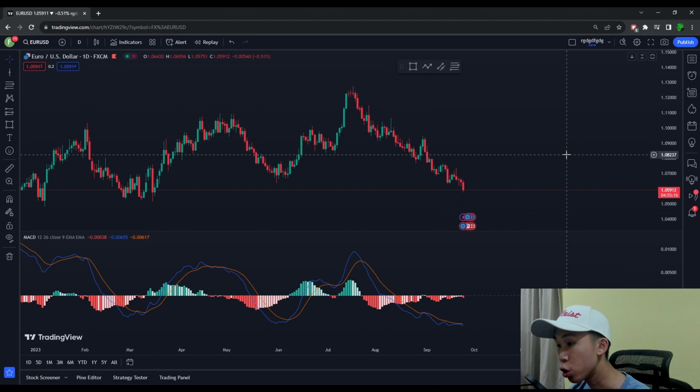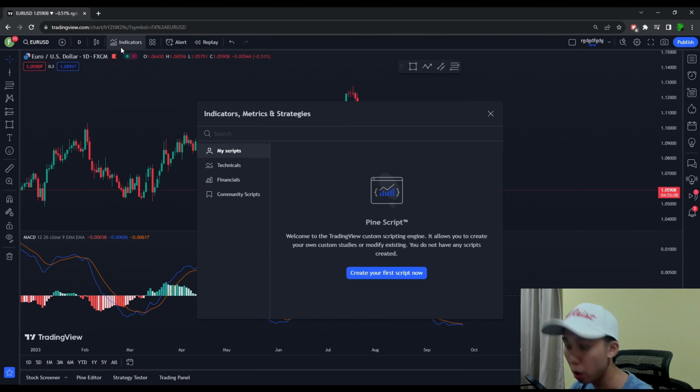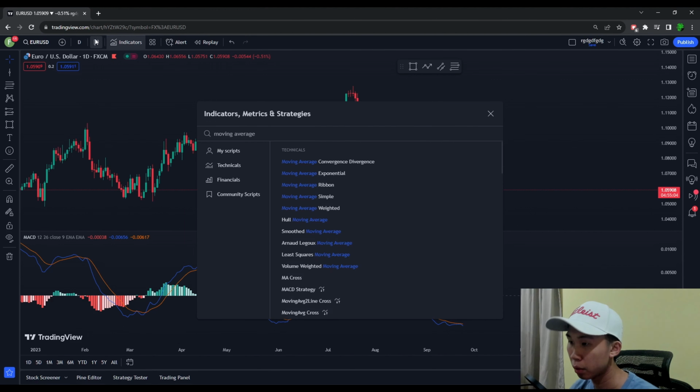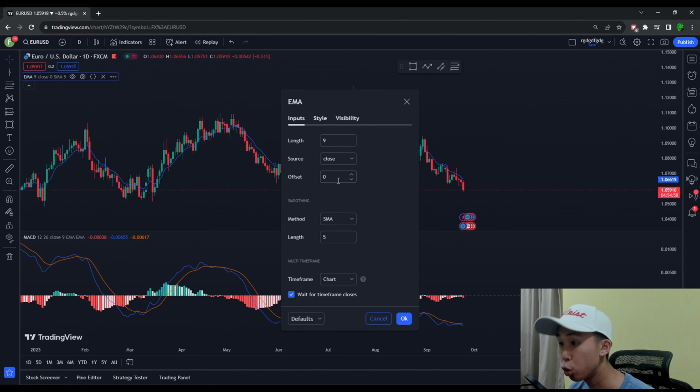Today, I'm going to show you the method or the confluence that you can use, which is the 200 moving average. So you are going to go under indicators as well. Type in moving average. Select the exponential. Change the setting to 200.